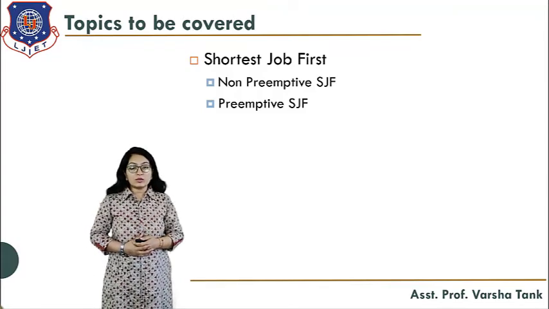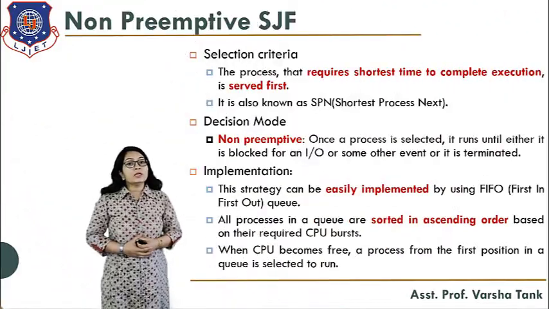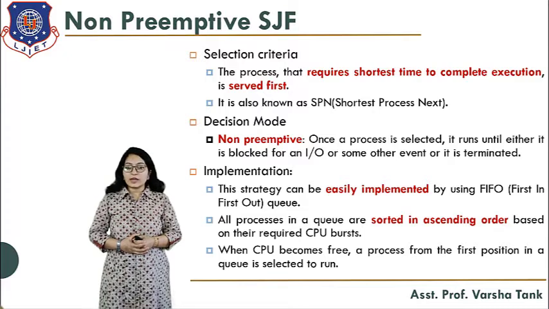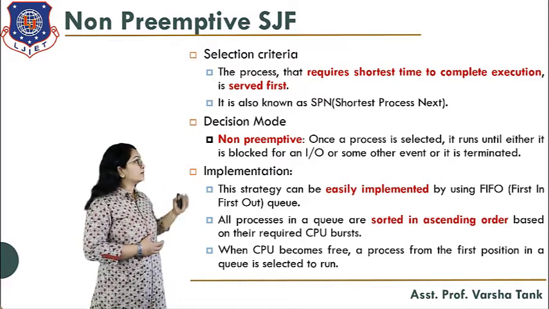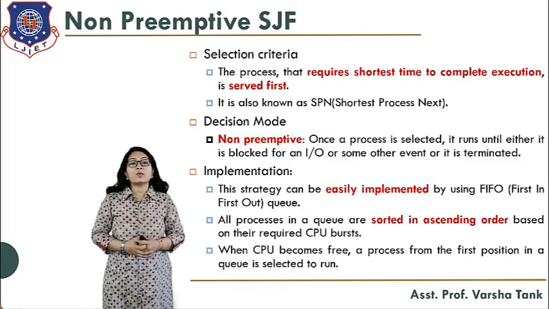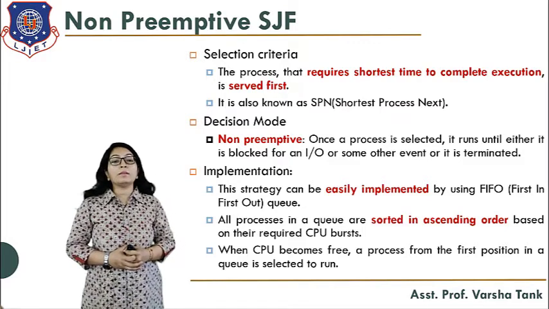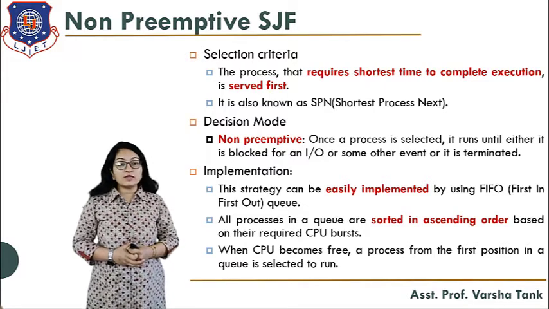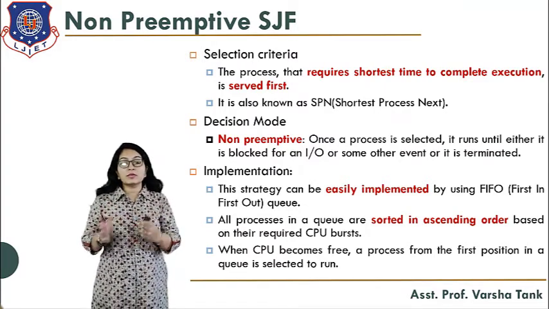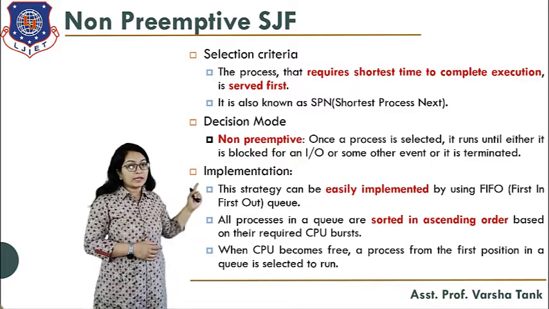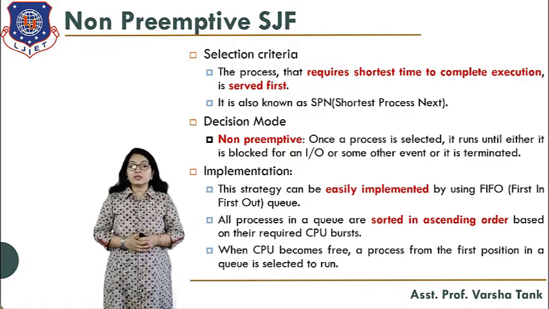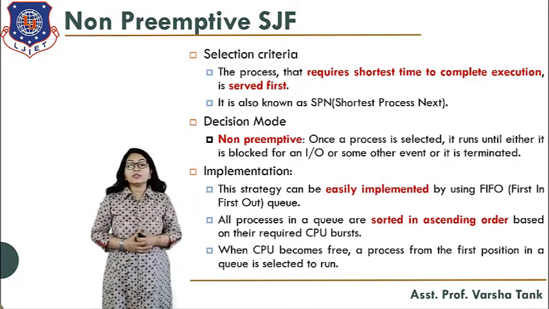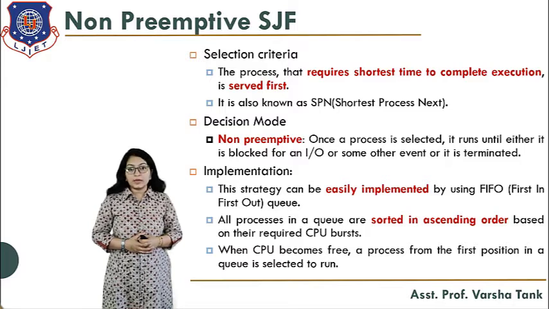So let's start with this. First of all, in non-preemptive SJF, what will be the selection criteria? The process that requires the shortest time to complete its execution will be served first. In FCFS, the first come process is served first. But here, the process that requires the shortest time will be served first. Then the next is the decision mode, which is non-preemptive.